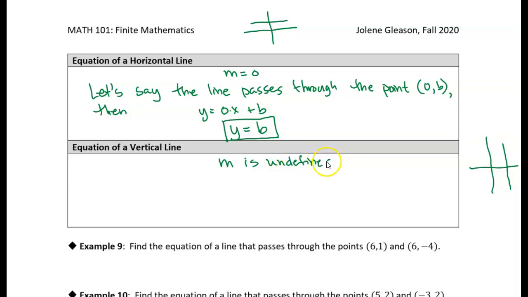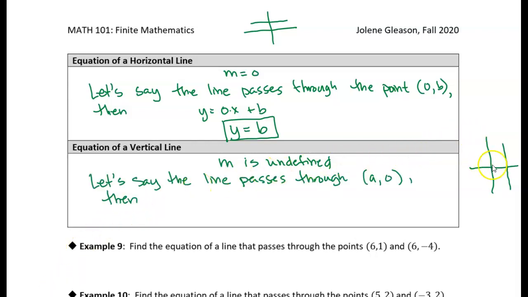Undefined. All right. So let's say that we have a vertical line that passes through (a, 0). So (a, 0) would be the x-intercept of that line. There really is no y-intercept, and there's no slope. So what we can say is that x equals a, right? Because anywhere along this vertical line, the x-coordinate is always the same. It's always whatever this a value is, wherever it crossed the x-axis, that's what the value of a is anywhere along that line.